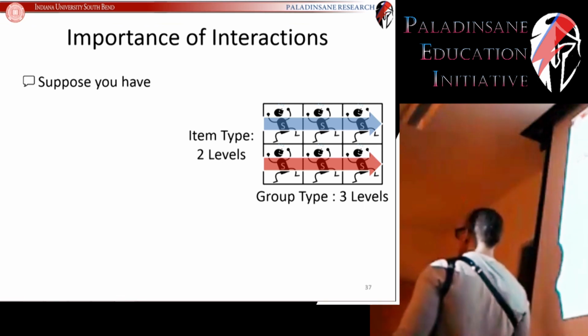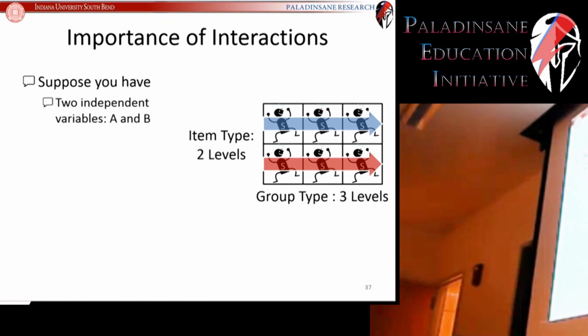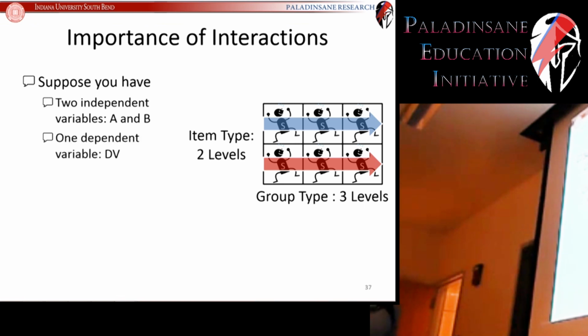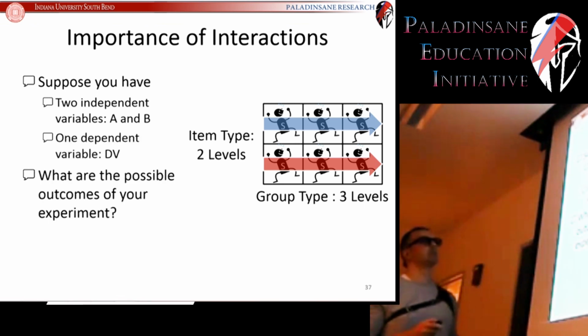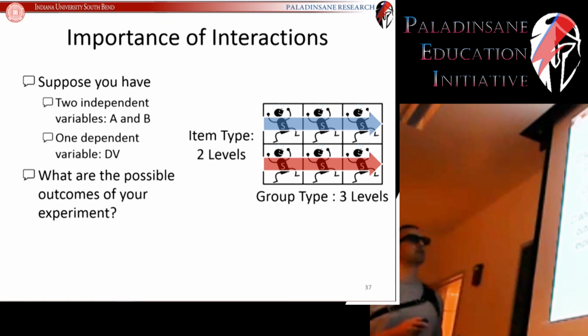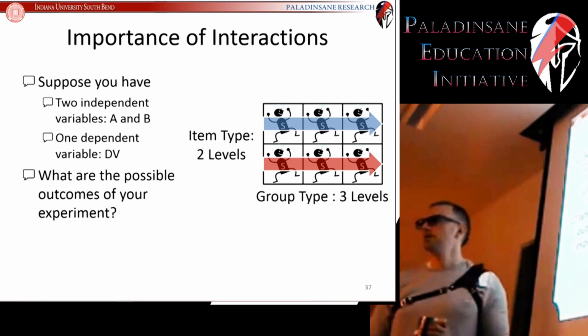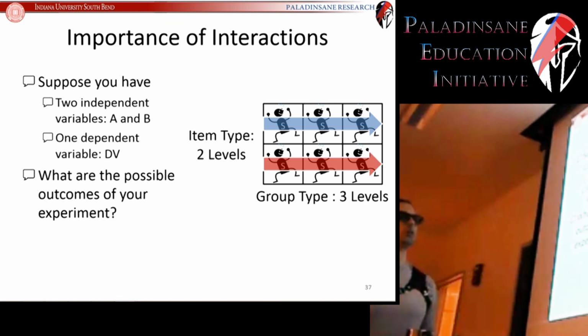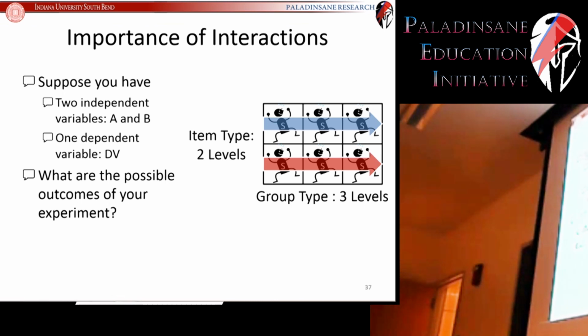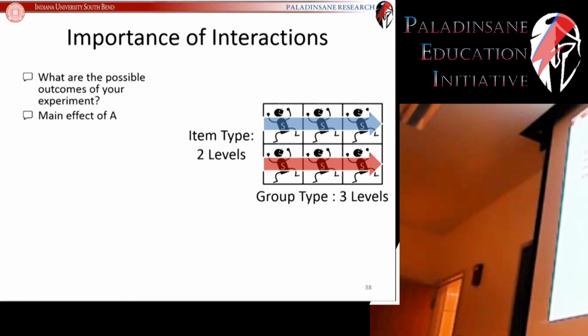All right, so let's take a look at a little bit more conceptual ideas or details about interactions. We'll keep it kind of basic. Let's suppose that you have two variables. You have variable A and you have variable B, and they each have two levels. You have one dependent variable that you're measuring, and you have two independent variables. What are the possible outcomes of this hypothetical experiment? So as it turns out, there's 8 possible outcomes.